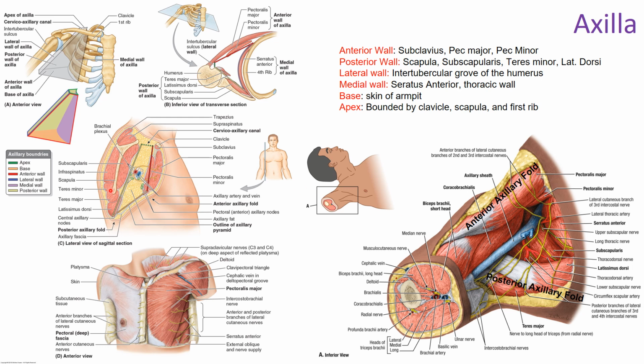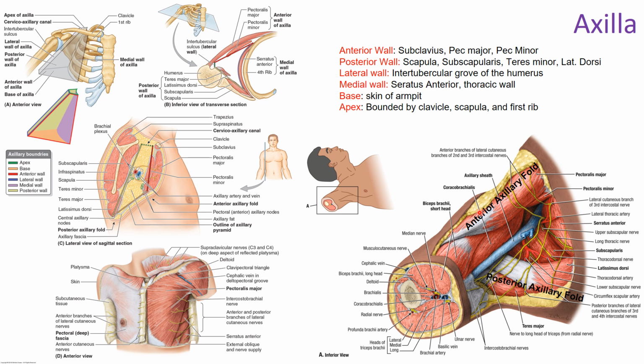The posterior wall, so the thing that we see when we go posteriorly, is going to be the scapula, so the bone, and the subscapularis muscle. We are also, if we go a little bit further down, going to see the teres major and the latissimus dorsi, which is actually better seen on this image on the right.